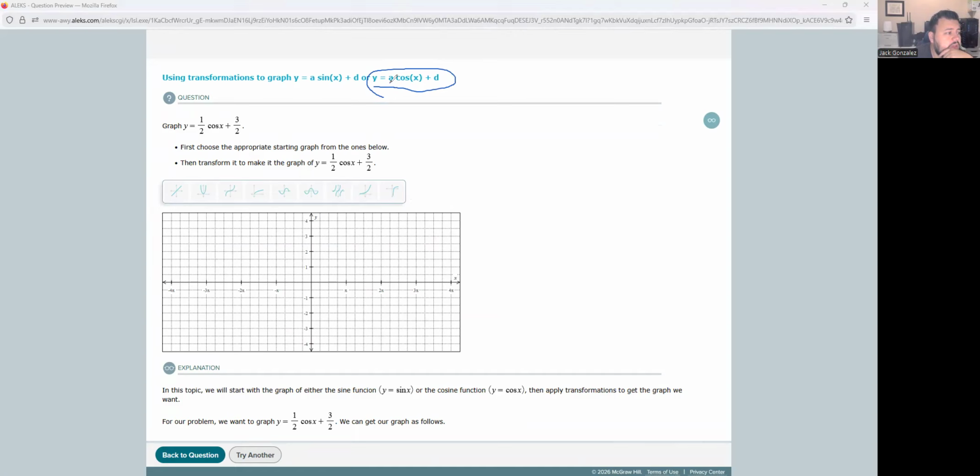Remember we said that the A is the amplitude. It will determine how high and low it goes. But the D that we didn't talk about is new, and it shifts the graph up and down, just like we did with the parabolas back in the day. If you had x squared plus 2, it would shift the parabola up 2. Now this would be shifting the cosine up 2.